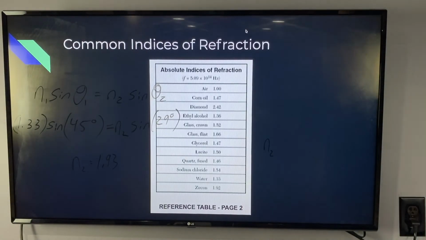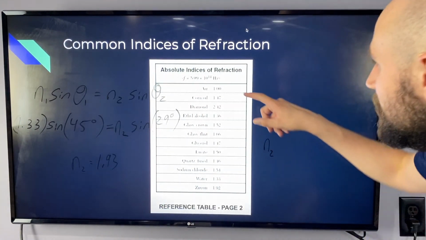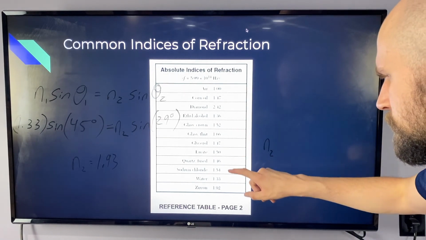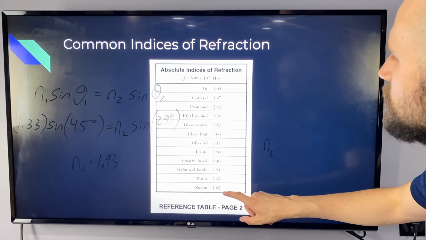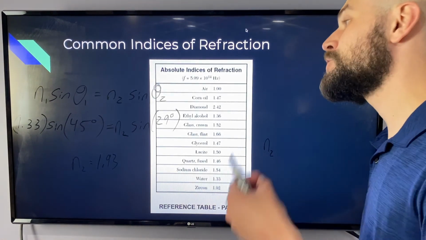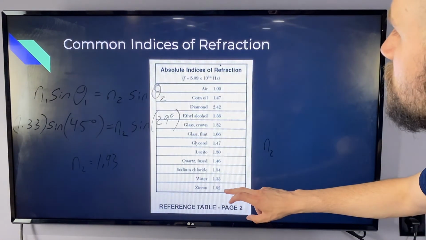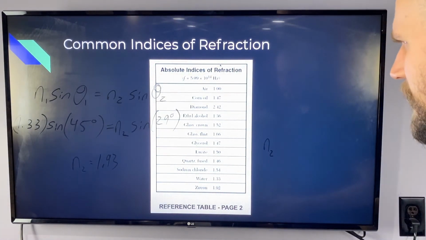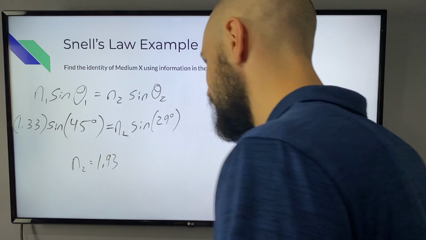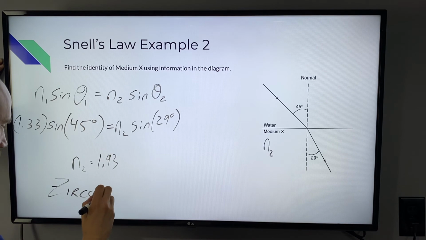Oh boy, there we go. So we're looking for a 1.93 on our reference table. The closest I see is down here, 1.92. Doesn't match perfectly, but that could have to do with significant digits and things like that. But because this would be the closest, we can definitively say that the identity of the material is something called zircon. And yes, that is a real material. It's not an alien name.